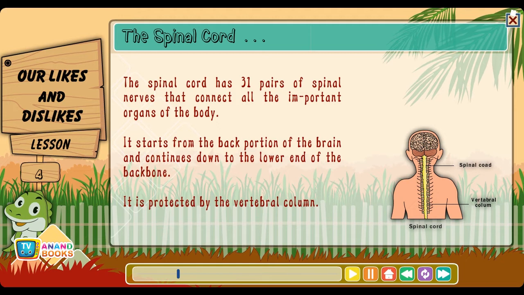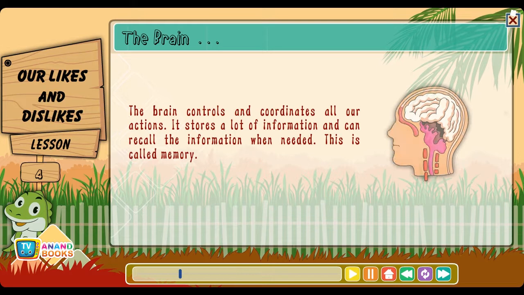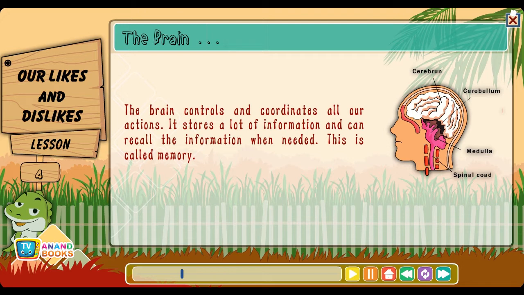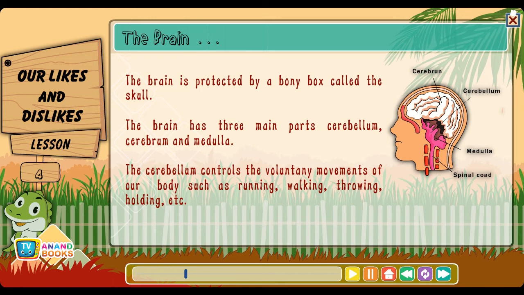The brain. The brain controls and coordinates all our actions. It stores a lot of information and can recall the information when needed. This is called memory. The brain is protected by a bony box called the skull. The brain has three main parts: cerebellum, cerebrum, and medulla.